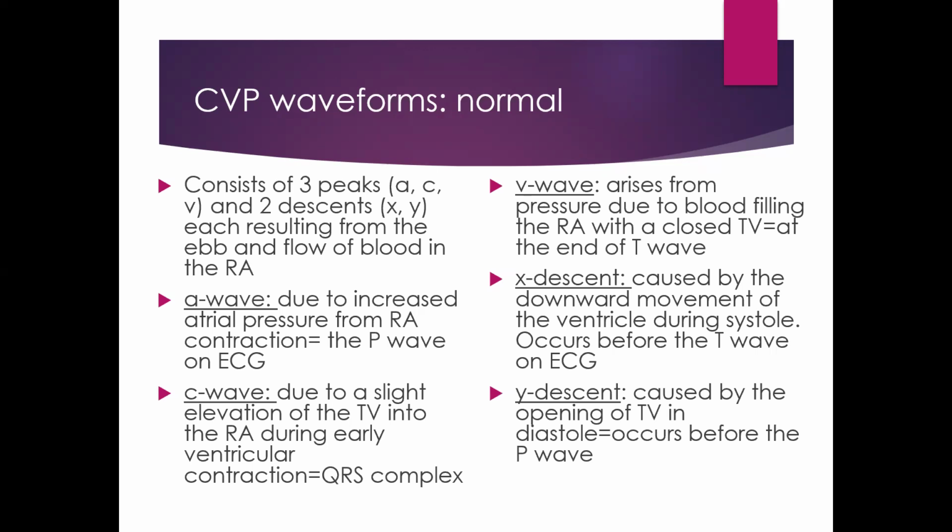The X descent is caused by downward movement of the ventricle during systole, and the Y descent is caused by opening of the tricuspid valve in diastole. This usually occurs before the P wave. The opening of the tricuspid valve in diastole leads to the flow of blood from the right atrium to the right ventricle.